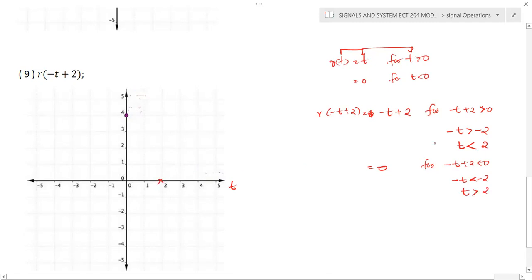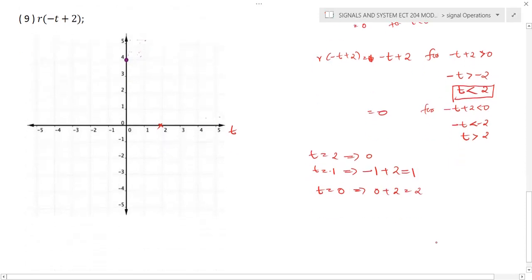When t is less than 2, the function magnitude is minus t plus 2. So we need to consider some values which are less than 2. We can start with 2 itself. When t is equal to 2, if you substitute in this function, you will get 0. And when t is equal to 1, we substitute minus 1 plus 2, which is equal to 1. And when t is equal to 0, 0 plus 2, which is equal to 2.